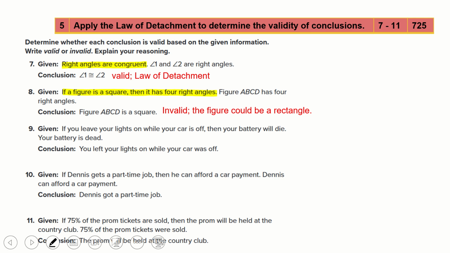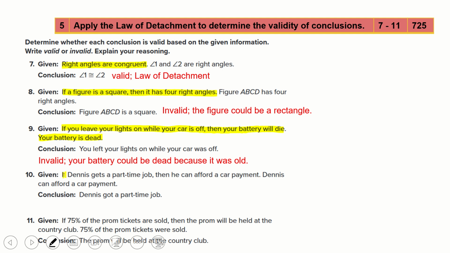9 says if you leave your lights on while your car is off, then your battery will die. So you notice that your battery is dead. Can we conclude that you left your light on while your car was off? This is a possible thing that happened, okay? That could have happened, but maybe the battery is old. Maybe you forgot the music on. So this is invalid. Your battery could be dead because it was old.